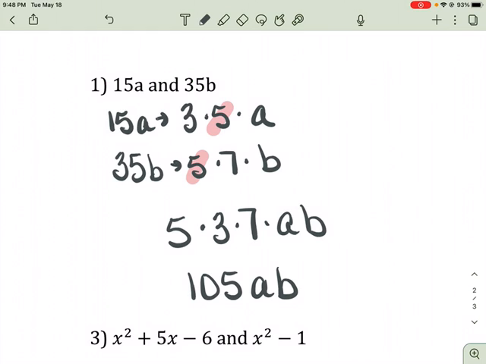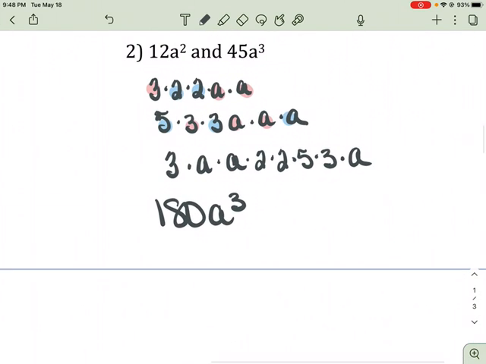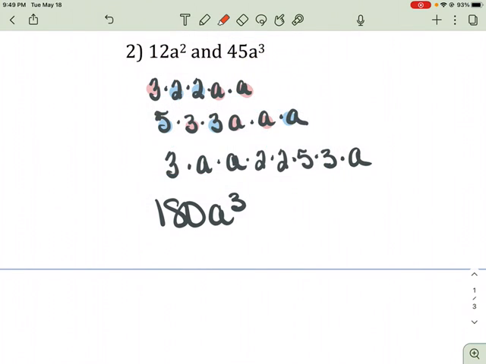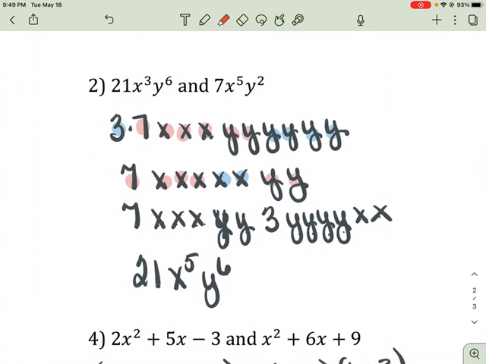All right, I don't know why I started over at 1. So why don't you pause the video and try the other one on the other side. Okay, so here's what I got: 180a cubed. Again, I'm noticing this. I wonder if that's a thing. Kind of processing there. All right, let's try this one.